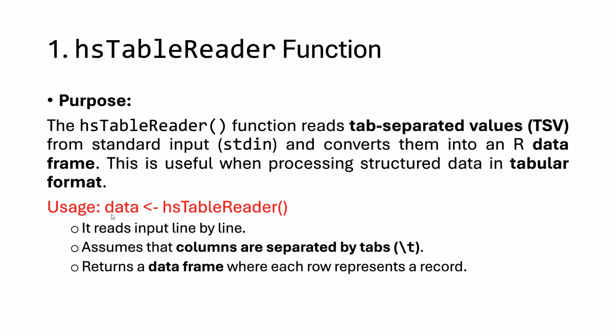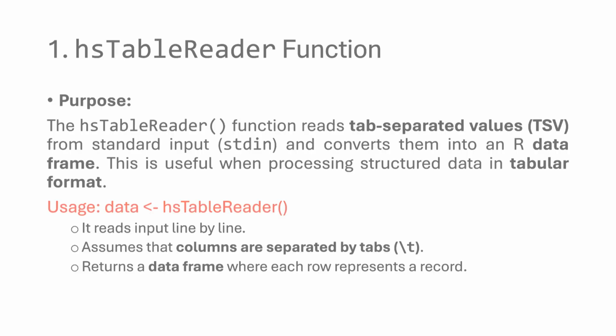Okay, so how can we use it? The usage is given here. Data is read by the hs table reader function. It reads the input line by line, and assumes the data is in columnar fashion separated by tabs. The data is present in the table format, and it returns the output in terms of a data frame where each row represents a record. Okay, so that is the hs table reader function.